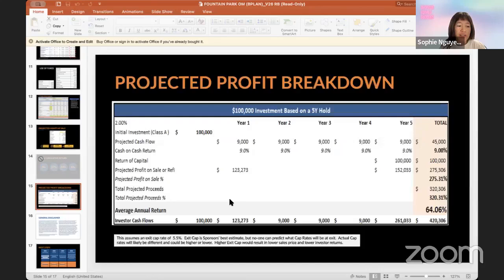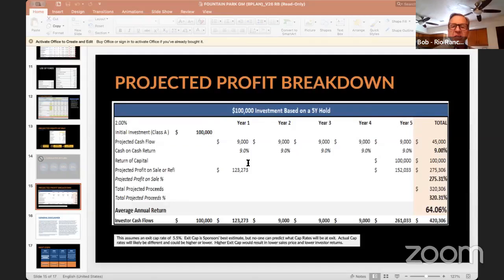Okay, so projected profit breakdown. If you put $100,000 in, they're going to return to you $475,000. Oh no, $420,000. First of all, you'll get the projected cash flow. Over each year, you're going to get $9,000, so a total of $45,000 based on your quarterly distributions. So you got $45,000, and then when they go sell it in year 5, what's that return?